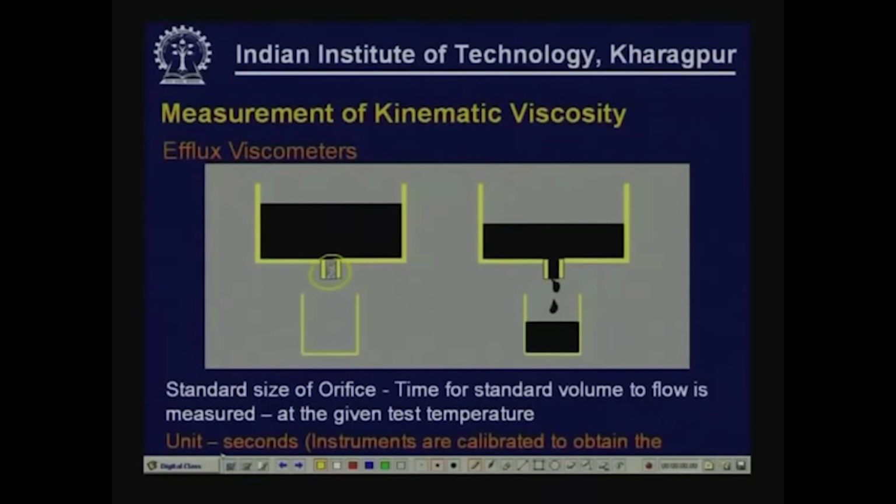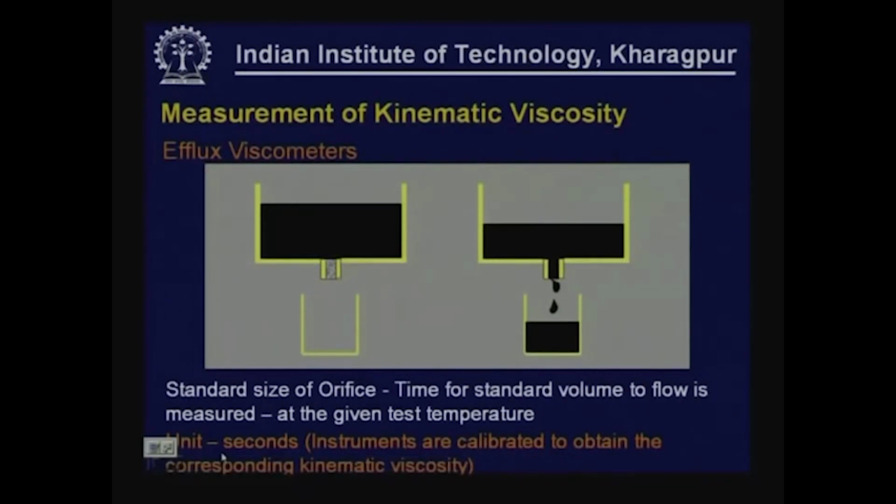These calibration factors depend on the type of equipment that we are using, the size of the orifice, and other relevant parameters. On the left hand side we see the orifice being plugged, and at the bottom there is a container placed to collect the fluid. On the right hand side, once the orifice is open, fluid starts flowing. If it is a viscous material, it would naturally take more time. If it is a less viscous material, the required quantity of binder can be collected within a shorter time period.